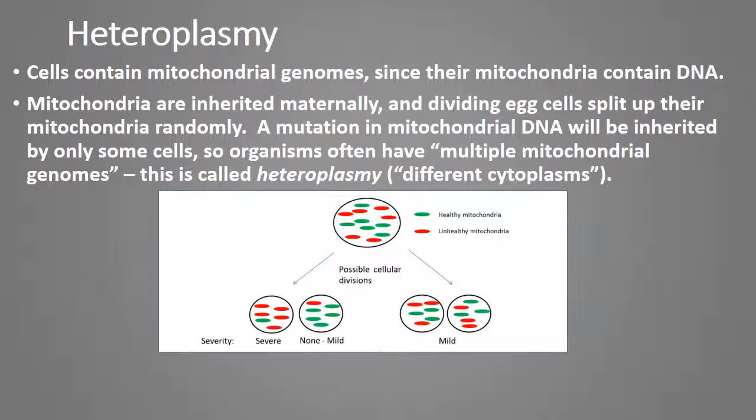that cell starts to replicate, that mutation starts to replicate, and the mutation will continue to spread throughout the different generations of offspring of the cells. So what you end up with is a whole bunch of different cells that all have different percentages of healthy versus mutated mitochondria. And heteroplasmy refers to the fact that you have lots of different compositions of cytoplasm, so different cytoplasms in all your different cells.